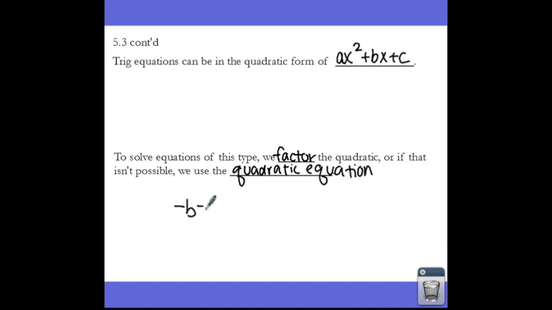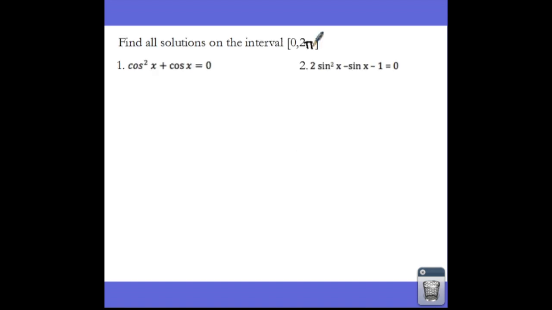To recall, the quadratic equation is negative b plus or minus the square root of b squared minus 4ac, all over 2a. So let's look at some examples on the interval 0 to 2 pi. Let's look at the first one.